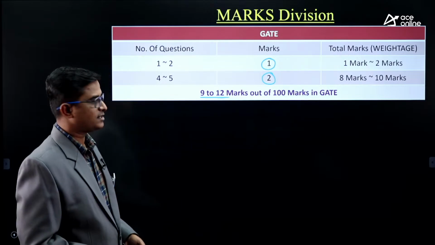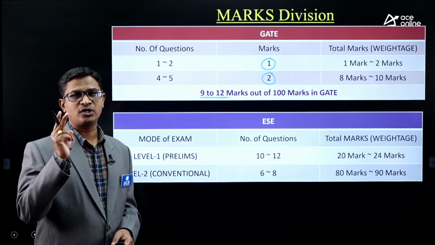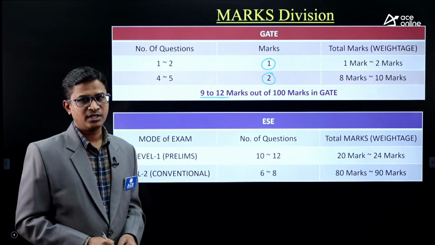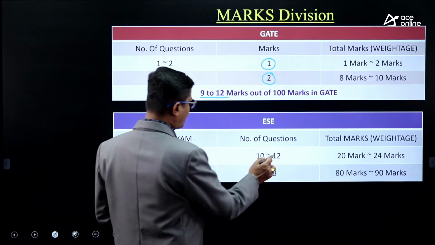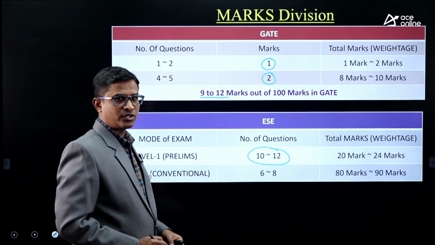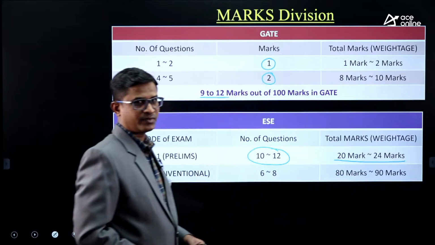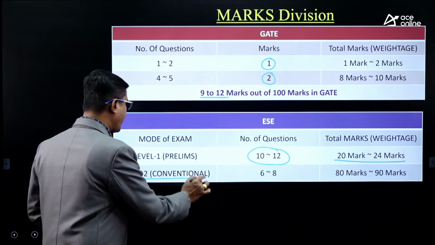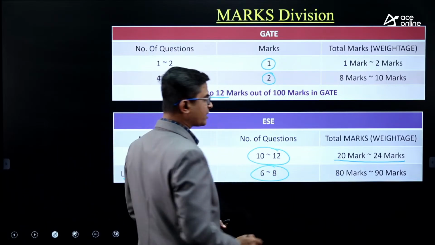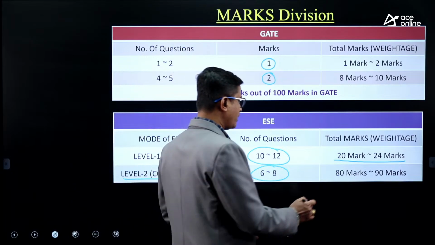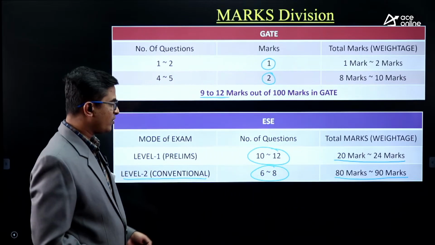Next, almost 10% weightage. For ESE, Engineering Services Examination, we have 2 levels. One is level 1, the other level 2. Level 1 is nothing but the prelim. In the prelim, you will find on an average 10 to 12 questions of 2 marks each. So the weightage for ESE prelim is around 20 to 24 marks. And for level 2, that is the mains examination, conventional papers, around 6 to 8 questions on an average. And the weightage is around 80 to 90 marks out of 300. Alright, so comparatively good weightage.